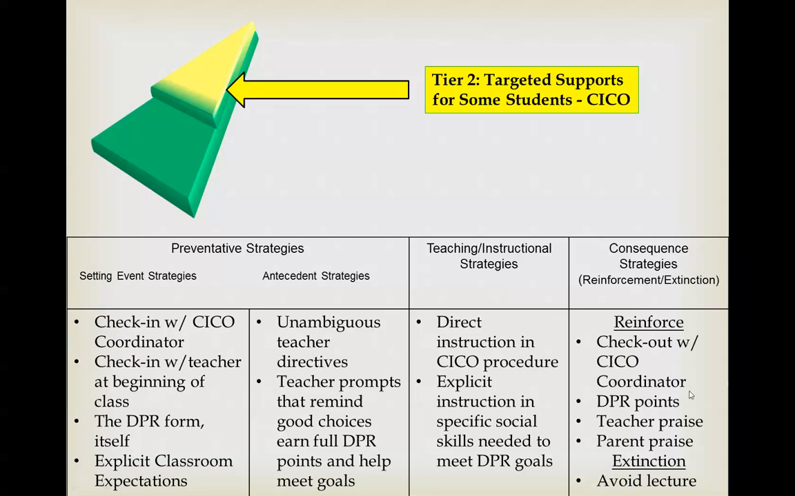What are the consequence strategies at work at Tier 2? Check out with the check-in, check-out coordinator, that attention that they get at the end of the day and get feedback about how they did, the DPR points themselves. I could add, I ran out of space, if the DPR points are a form of a contract, and if the student meets his targets on any number of days or however it's structured, they get some sort of tangible payoff above and beyond the points. You could add that in there as a reinforcement too.